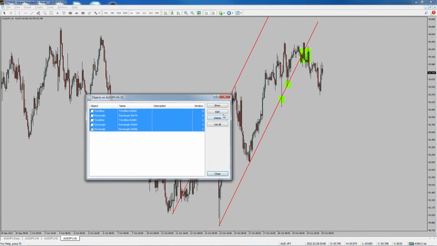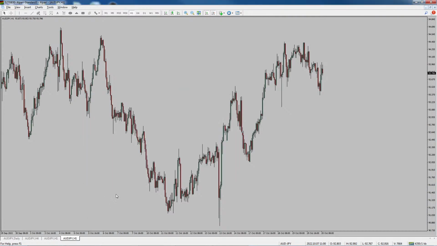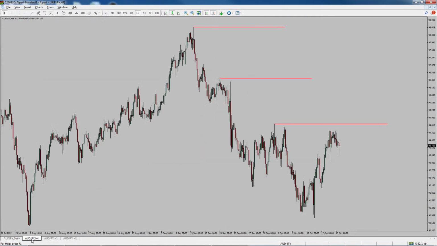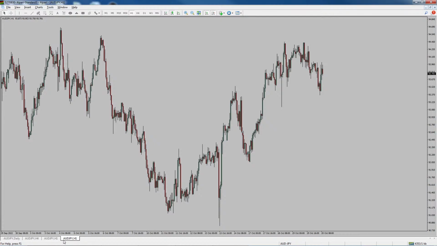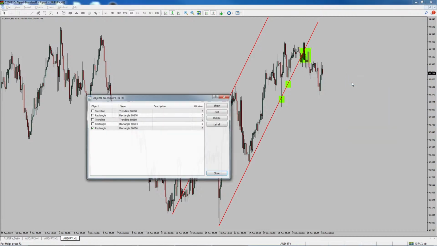So the trend is down in the daily chart, and it is down in the 4-hour time frame as well, but it's not a downtrend in the smaller time frame. Although you managed to notice a break of the trend line multiple times, still it is an uptrend.